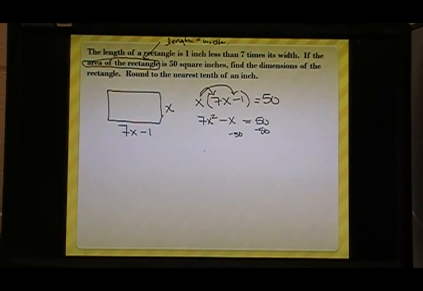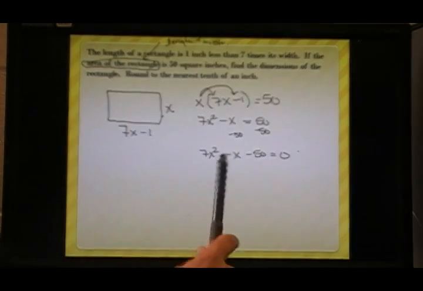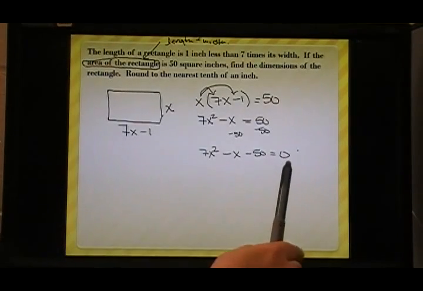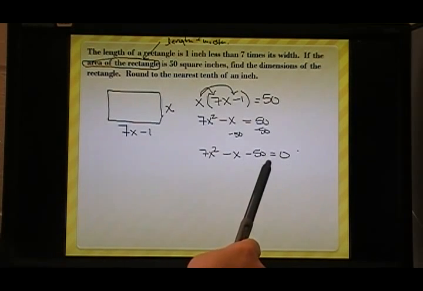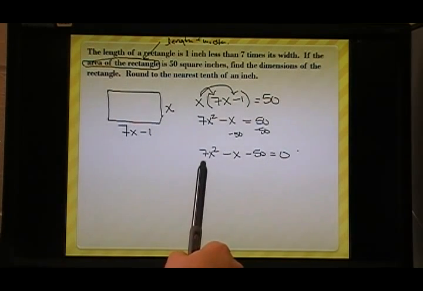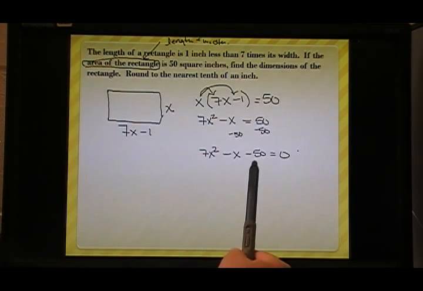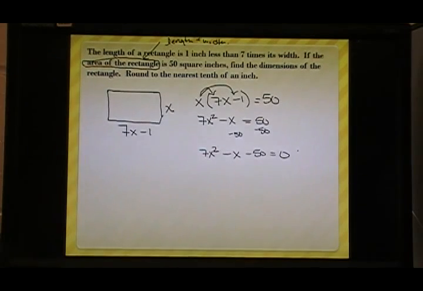So I have it simplified equal to 0. So I've got 7x squared minus x minus 50 equals 0. And so now I've got this quadratic equation to solve. Looking at this, there is not a quick factorization that comes to mind. So instead of trying to factor, I'm just going to go ahead and solve using the quadratic formula.